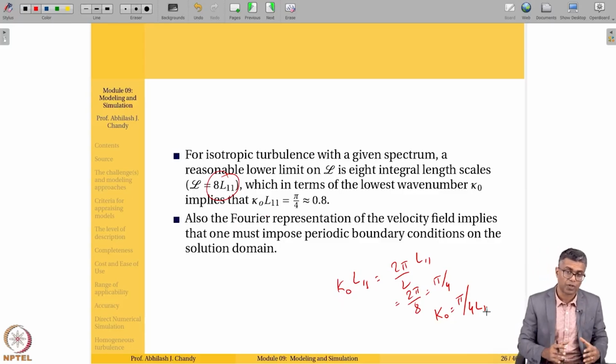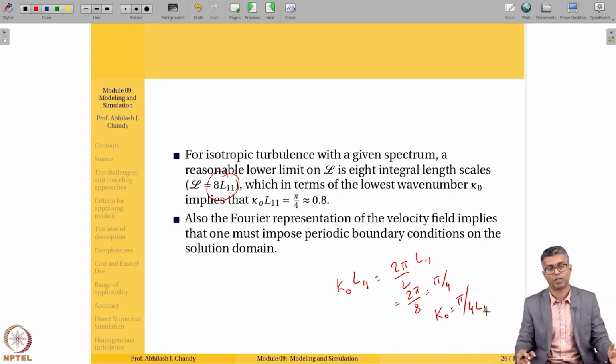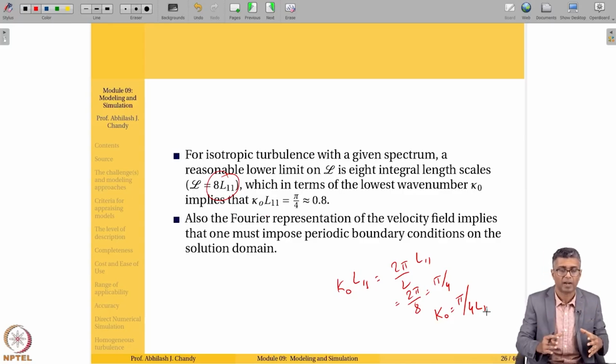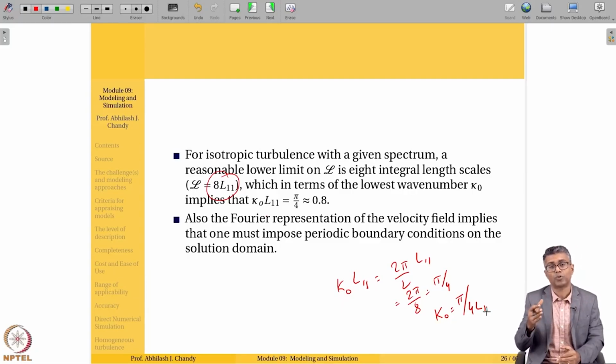Now the fact that we are using the Fourier representation of the velocity field means you will have to implement the periodic boundary conditions in all directions. But we are using homogeneous turbulence in order to illustrate the issues about computational cost. So we have chosen a simple problem. We understand that only periodic boundary conditions apply. But if we understand the issues related to computational cost in the context of a simple problem, we know it is only going to get more and more complex for more complex problems like jet flows or pipe flows or channel flows and so on. So I hope this is clear.